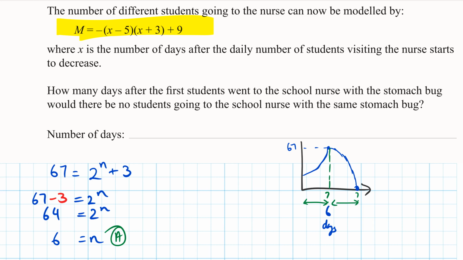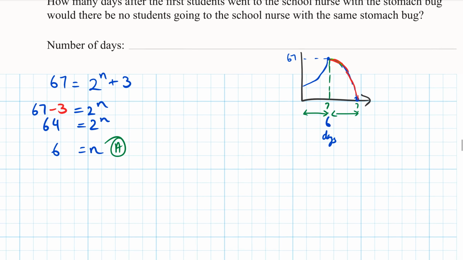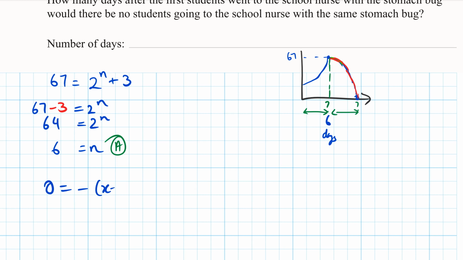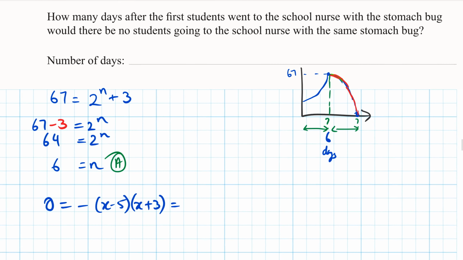Yep, that's all good. Now we're going to try and figure out this quadratic here. I'm just going to show it in a different color. Let's go with red. This quadratic is going to look like this, and we want to figure out when this quadratic is going to equal 0. So we literally just need to do 0 equals minus (x minus 5)(x plus 3) plus 9.